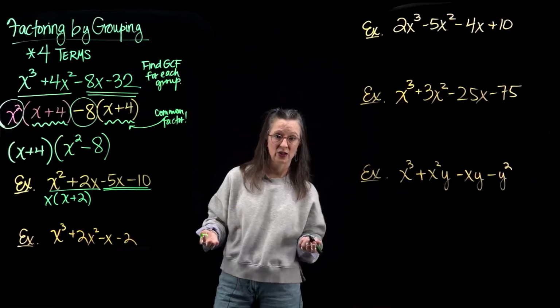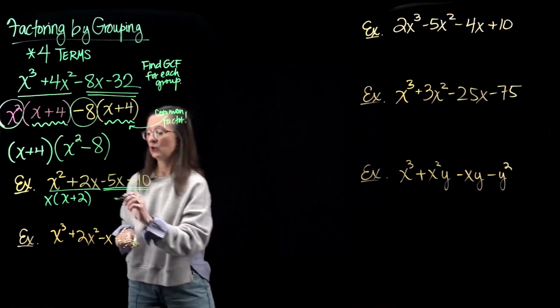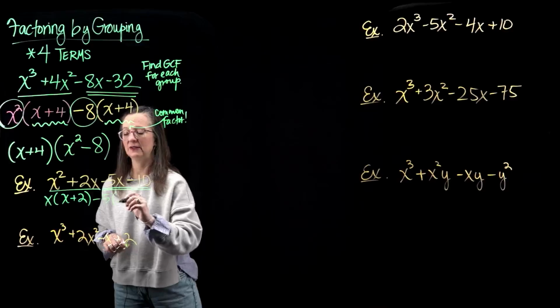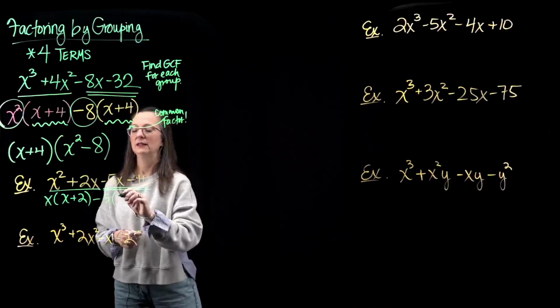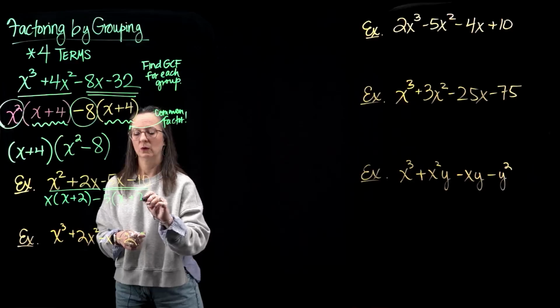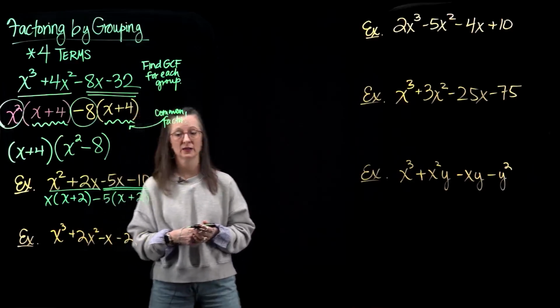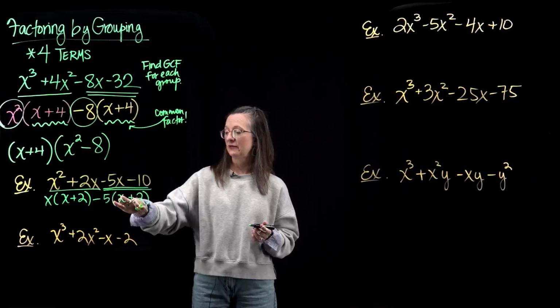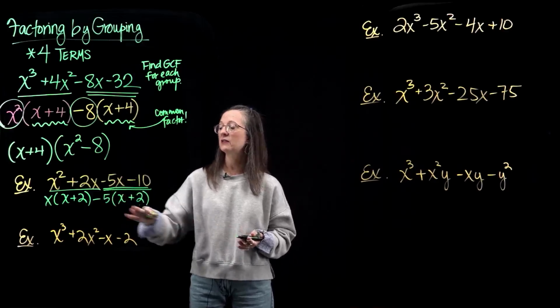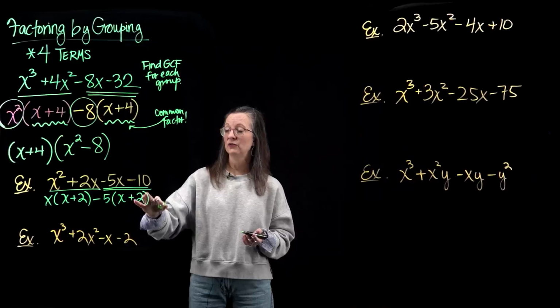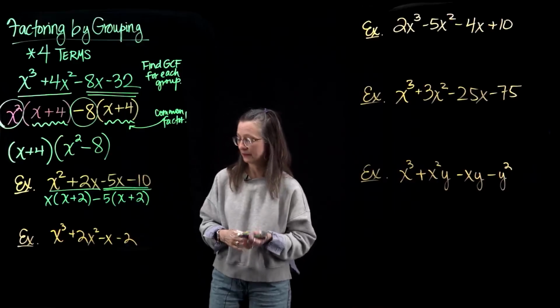They have a common factor of minus 5. So I'm going to write this minus 5 to the outside and then write down what would be left, which is x plus 2. Minus 5 times x gives me minus 5x. Minus 5 times positive 2 gives me negative 10.